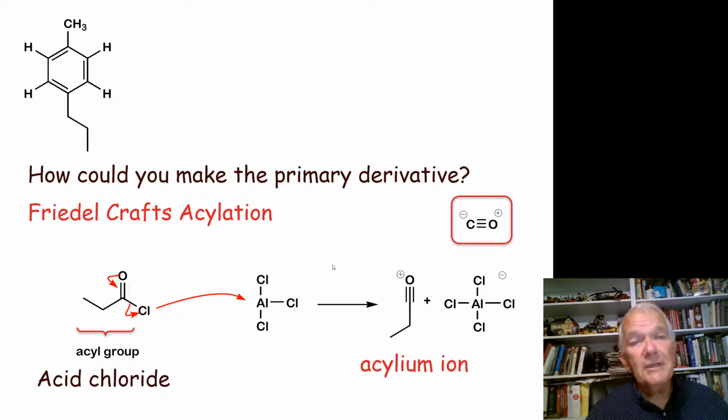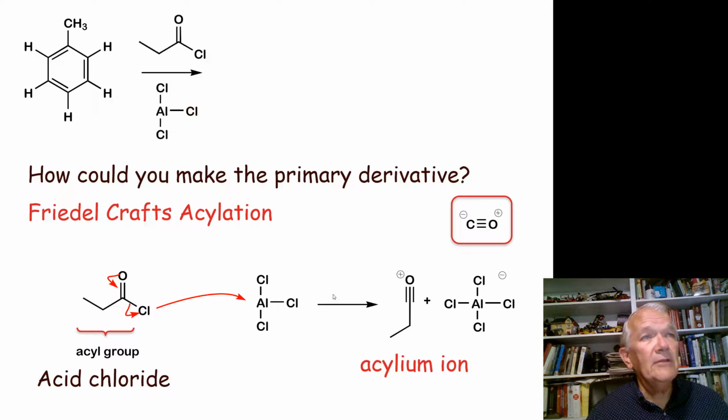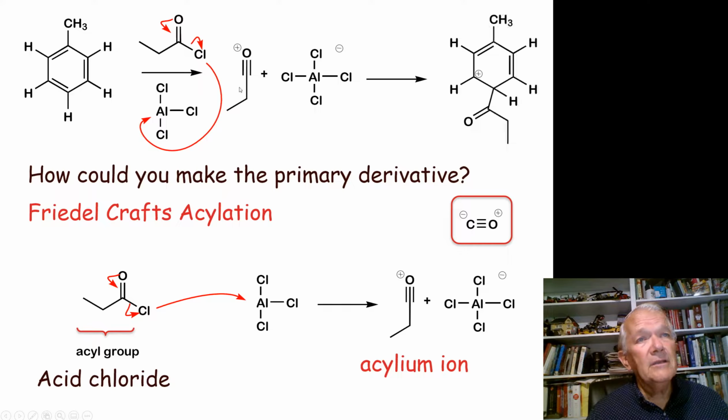In fact, they're pretty easy to form. So any acid chloride, throw in aluminum trichloride, you'll form that acylium ion. I said it's reasonably stable, but of course it is still very reactive, and it'll very readily react with a benzene ring. So let's see how this works. We add the acid chloride of propionic acid, and we get our acylium ion.